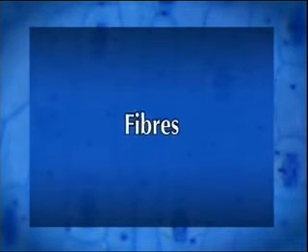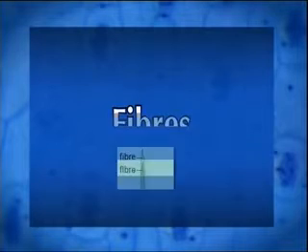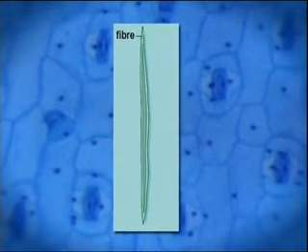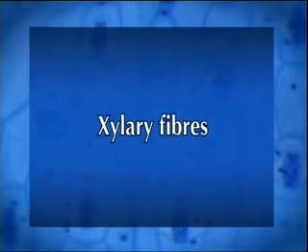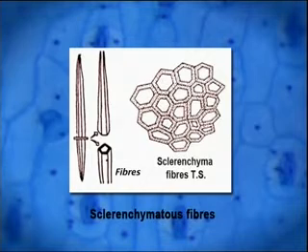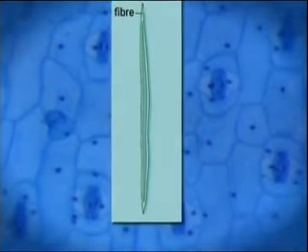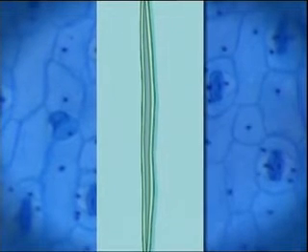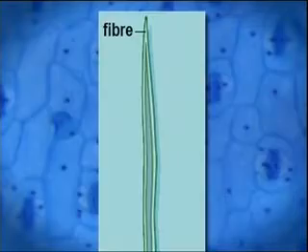Now, the second component of the primary vascular tissue, that is the fibers. Fibers are the components of the xylem. Such fibers are called xylary fibers. Xylary fibers provide mechanical strength to the specified parts. These fibers consist of sclerenchymatous cells. Fibers are usually very long and narrow cells with tapered or sometimes branched ends.